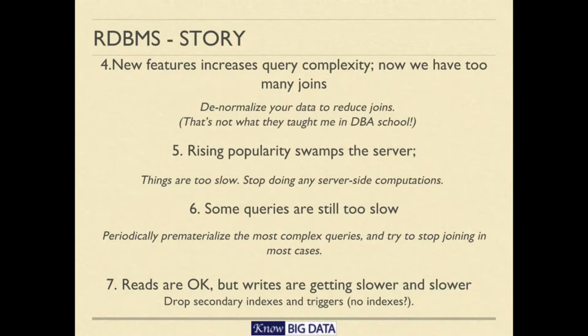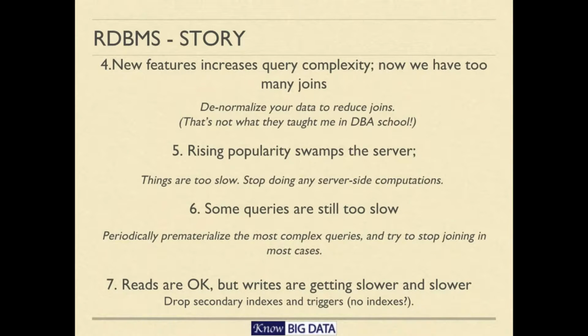So we stopped doing all kinds of server-side computation, and still there would be some queries that are still too slow. So what you start doing is you start periodically pre-materializing the most complex queries, and you try to stop joining in most cases. What does it mean by pre-materializing? Pre-materializing means we know that there is going to be traffic on this object very soon. So as soon as an object is modified, we again prepare everything quickly so that before the next query comes in, we have everything ready.